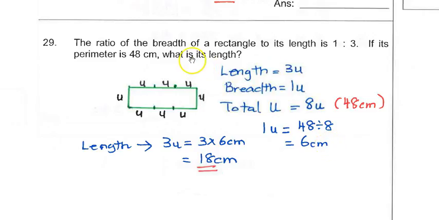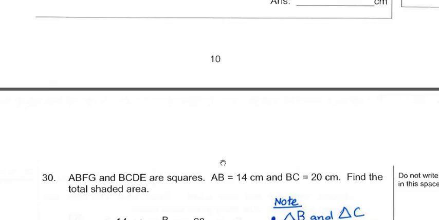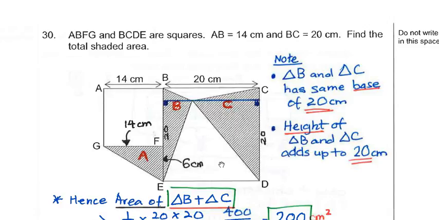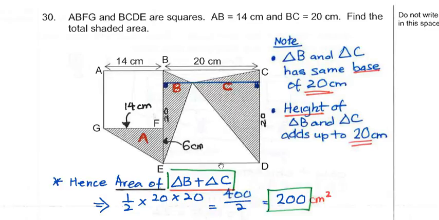Now, question, what is the length? Right? Length is 3U. Can you see? So 1U is 6, length is 3U. 3 times 6, 18 cm. Right? Let's carry on. Now, this is, you got to digest this bit by bit, and you got to really understand.